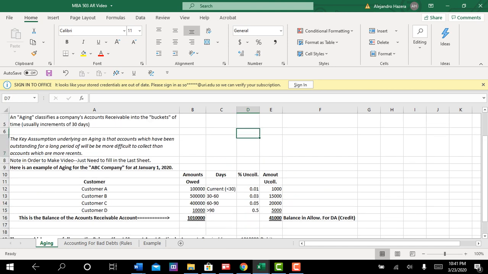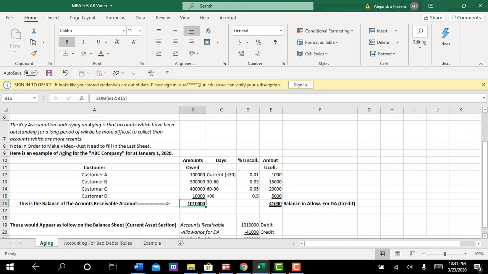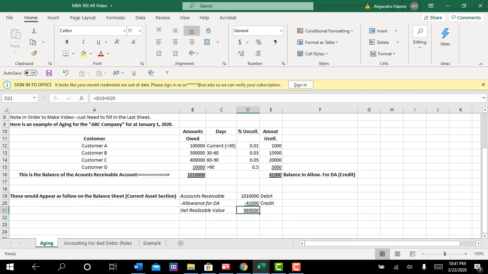Keep this aging here in mind, with accounts owed of $1,010,000 and uncollectible amounts of $41,000. And keep this in mind, which is really based on the aging. The aging is saying you have $1,010,000 less $41,000, or $969,000, of net realizable value of accounts receivable. These are the 2 items that we're going to base our example on. So let's go to our example now.